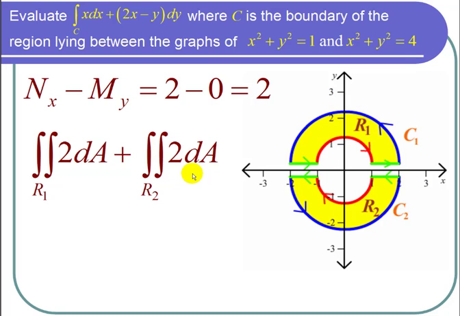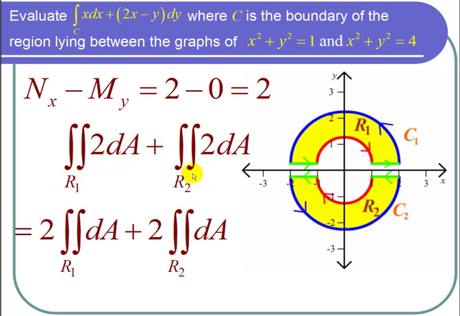So I can factor out a 2, and then I can say that the double integral over R1 of dA, that's the area of R1. And the double integral over R2 of dA, that's the area of R2. So we get 2 times the area of R1 plus 2 times the area of R2. And that's just twice the area of this total region.